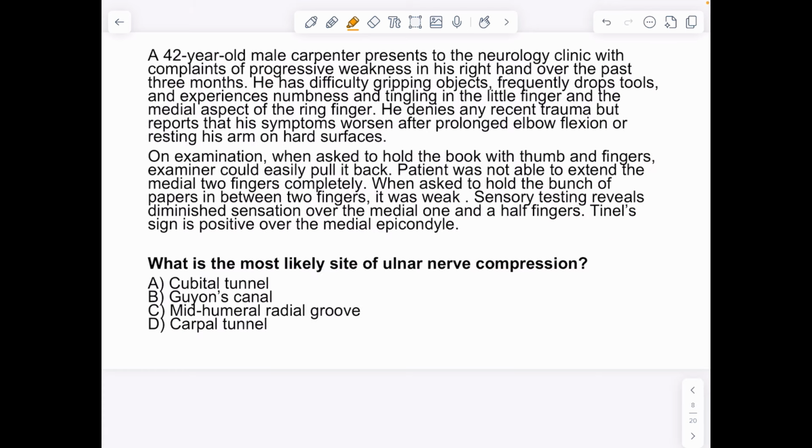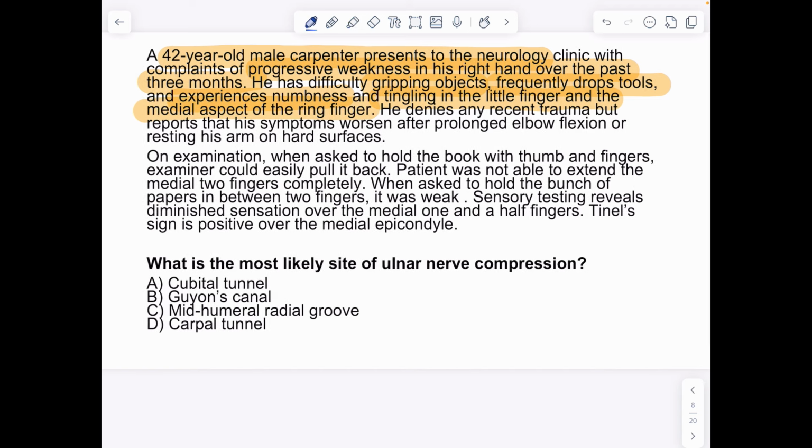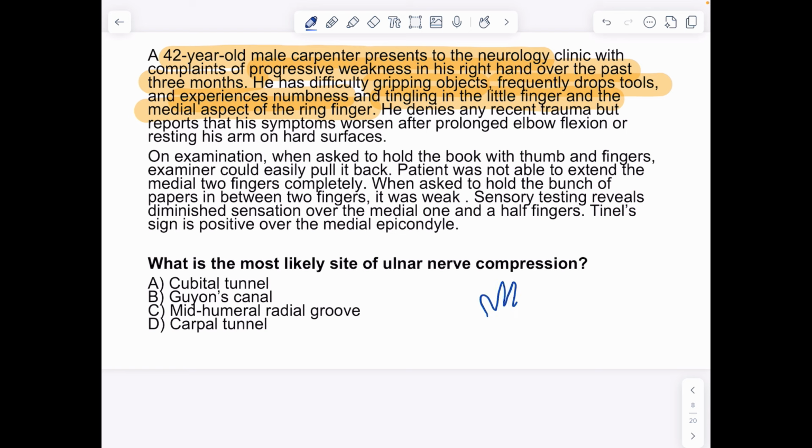Next is a 42-year-old male carpenter who presents to the neurology clinic with complaints of progressive weakness in the right hand over the past 3 months. There is difficulty in gripping objects, he frequently drops tools, and experiences numbness and tingling in the little finger and the medial aspect of the ring finger. Now, whenever you see the little finger, that means the medial-most finger, involved, and the adjacent ring finger, then you have to think of the ulnar nerve.